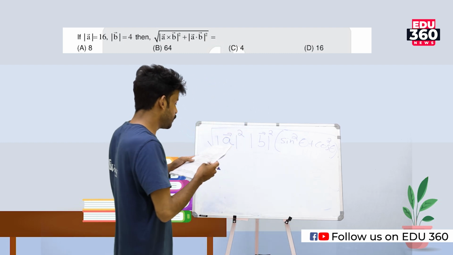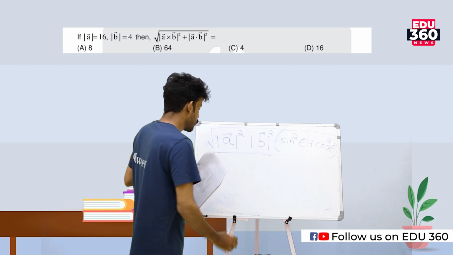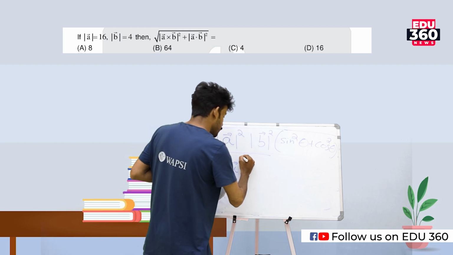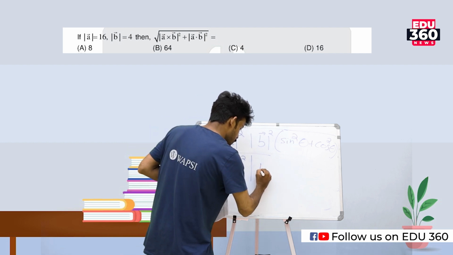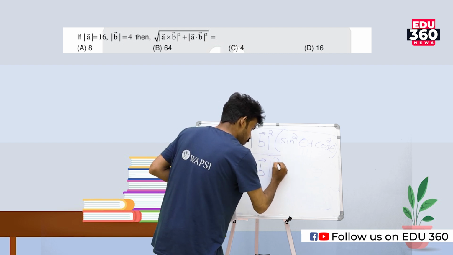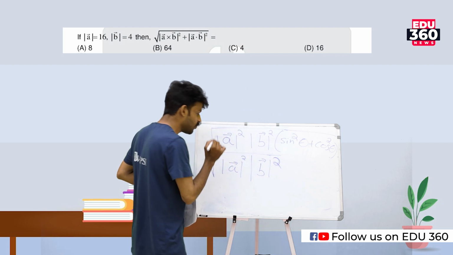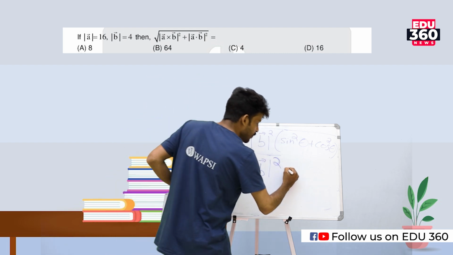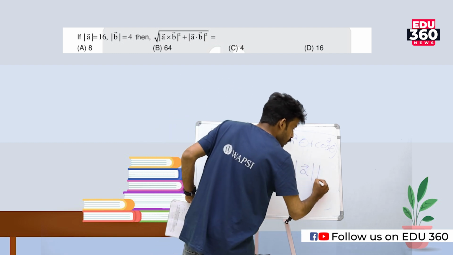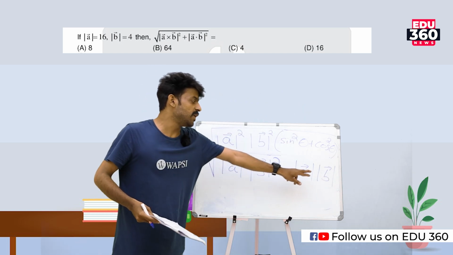Okay, so in the next step, it will become root of modulus of a vector, the all square into modulus of b vector, the all square. You can see there is square and here it is square root. So in the next step, that is equal to modulus of a vector into modulus of b vector.